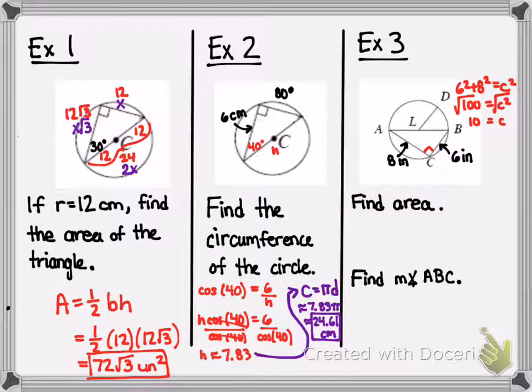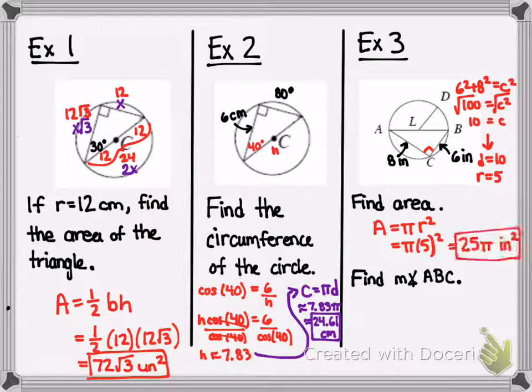So if you recognize that 6 was 3 times 2 and 8 was 4 times 2, then you might have recognized that the diameter would be 5 times 2, 10. So that tells us that our diameter is 10 and therefore our radius is 5. So from here, finding area should be no problem. Area equals pi r squared. We'll plug in our radius of 5 and we get 25 pi square inches as our area.